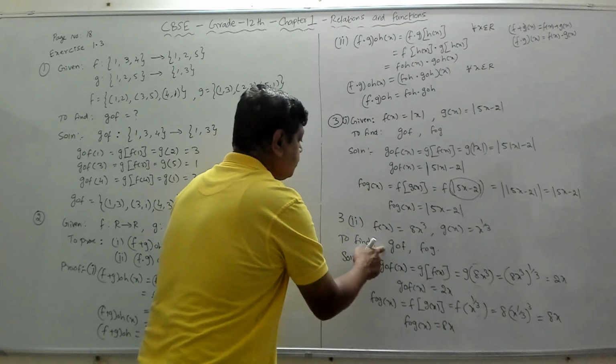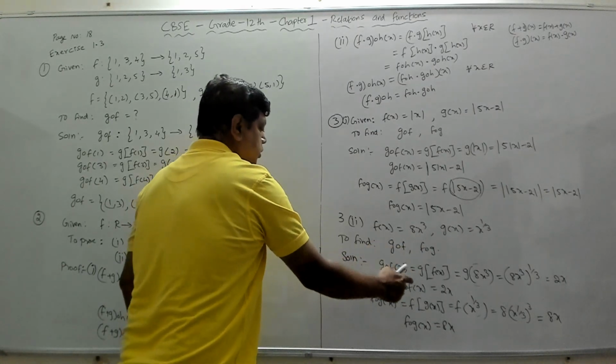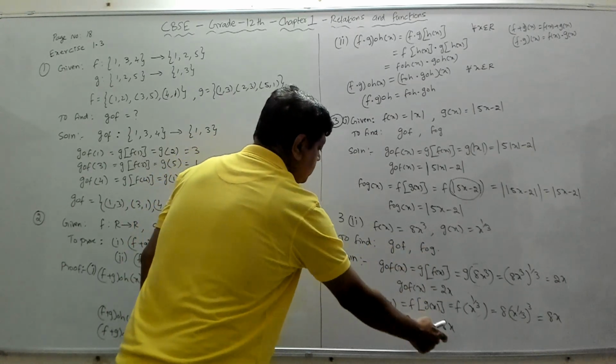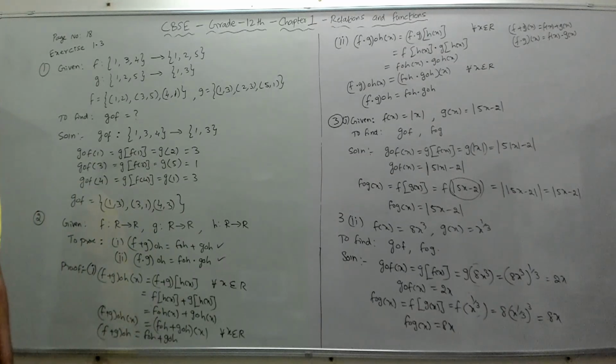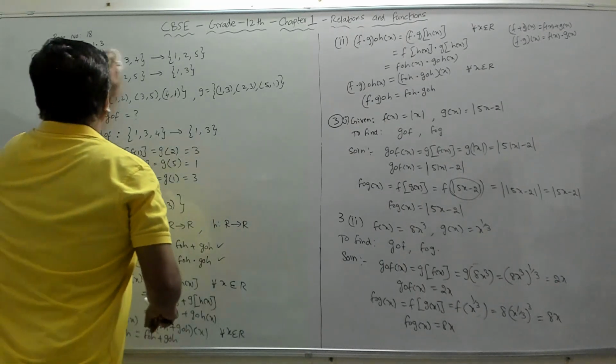So you have found f of g and g of f. g of f is 2x, f of g is 8x. Fine. So all of you can pause the video and take the notes. I'll go to the next one, which is the fourth one. Let me erase this.